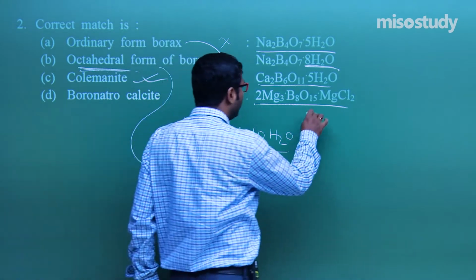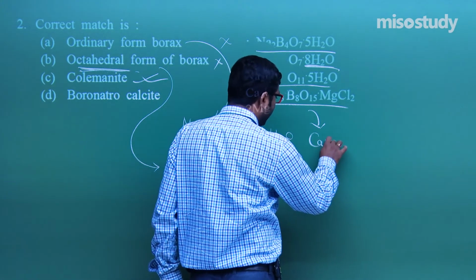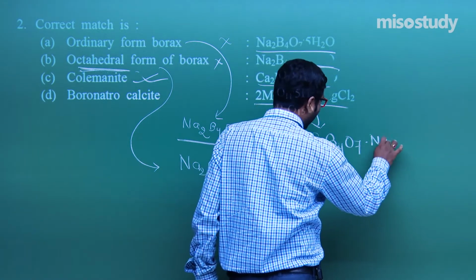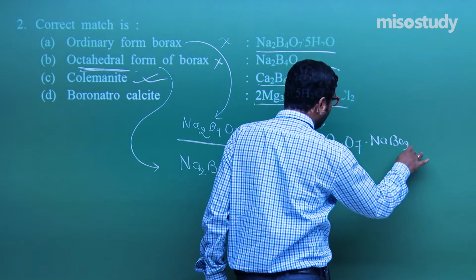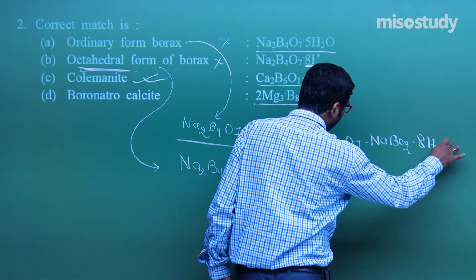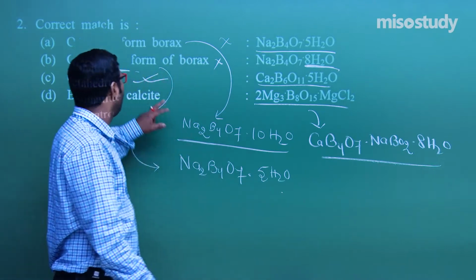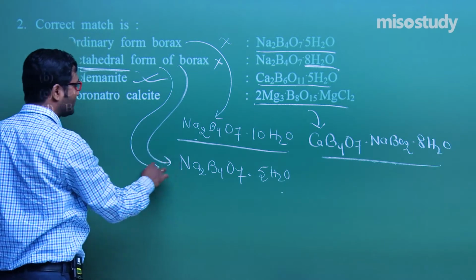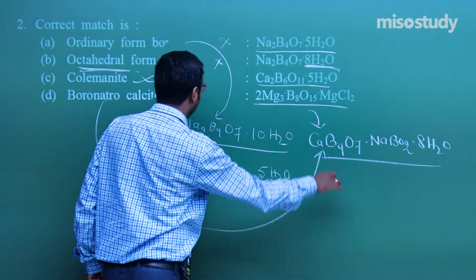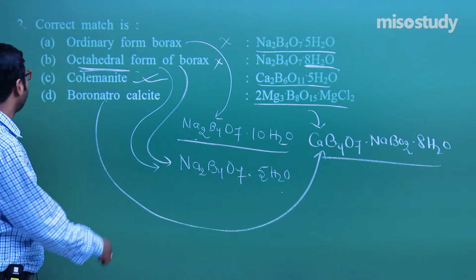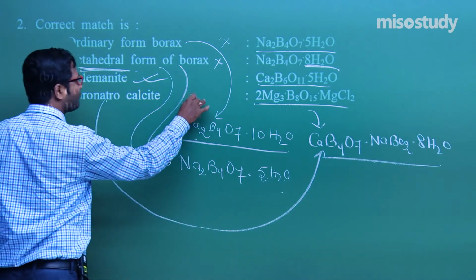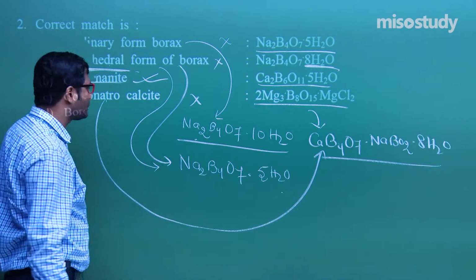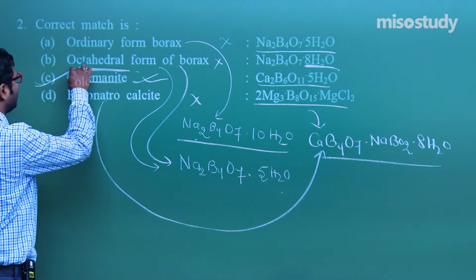The formula is Ca B4O7 into NaBO2 into 8H2O. This is the formula. So original formula of ordinary form of borax is this one, octahedral form of borax is this one, and boronatrocalcite is this one. Which one is correct match? A, B, D is wrong. C is the correct match. C has the same formula. So for this question, that is C is the correct answer.